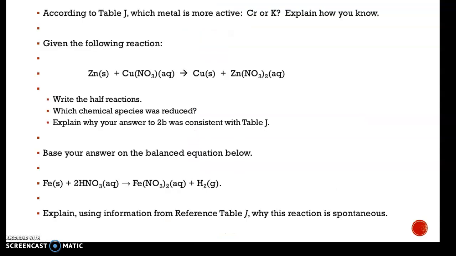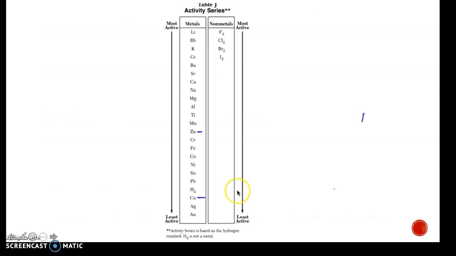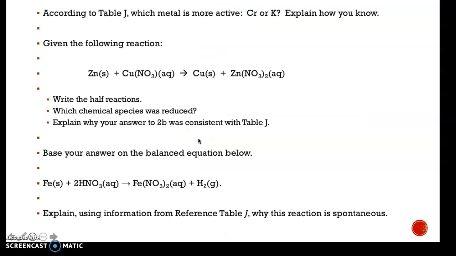So this is our do now for today. According to Table J, which metal is more active, Cr or K? Once again, go back to this and we'll notice that K is a whole lot higher than Cr, making it more active. And that's your explanation.